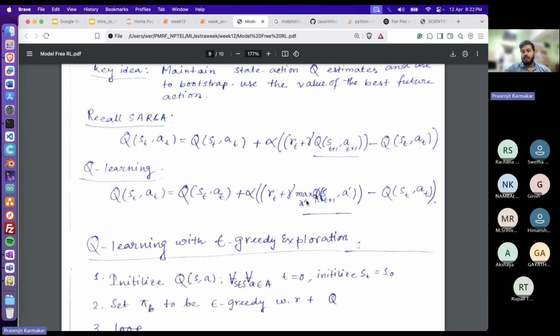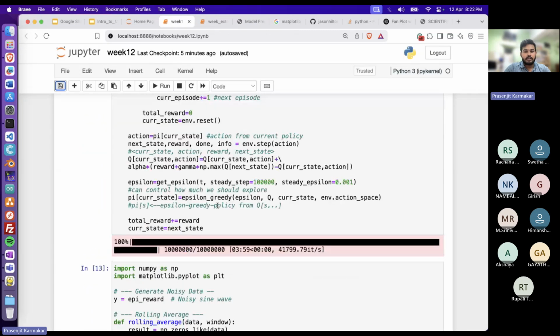What we do in Q-Learning is take the maximum Q among all the actions. So we don't sample from the policy anymore. We take whatever action has the maximum Q value, and use that Q value for this loop. And what we change in the code is only this part.